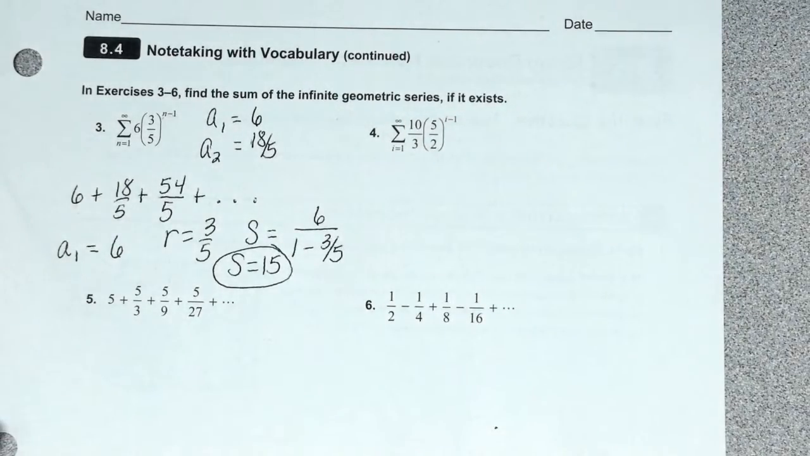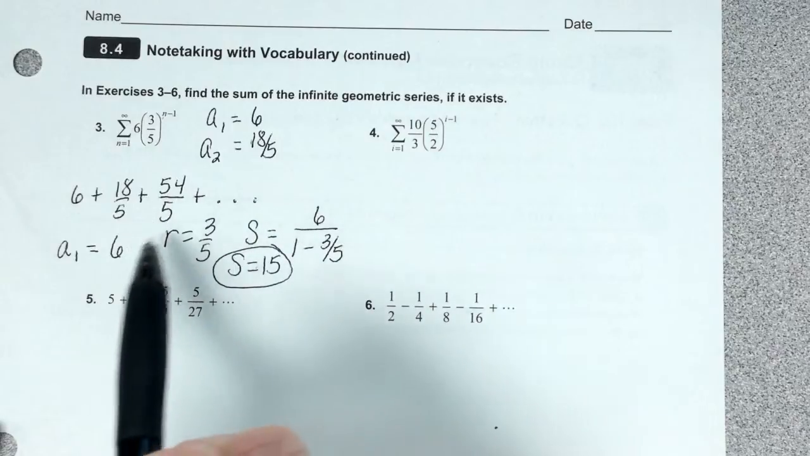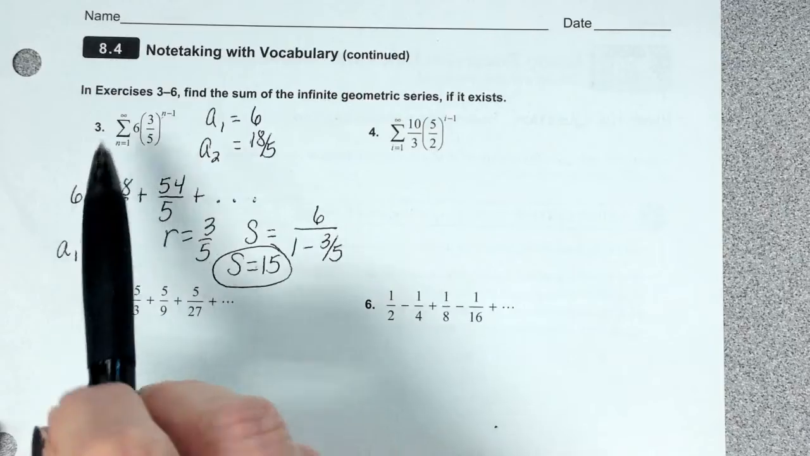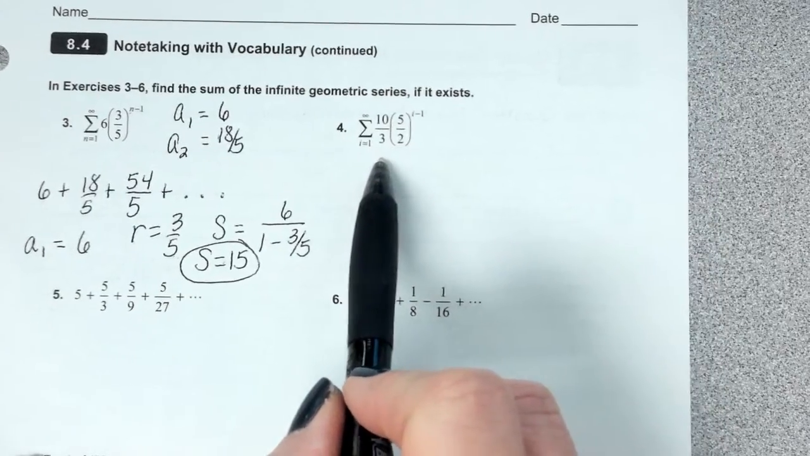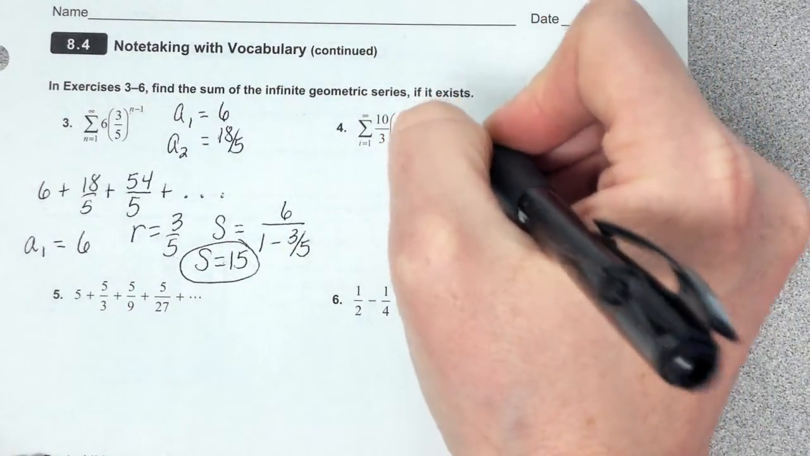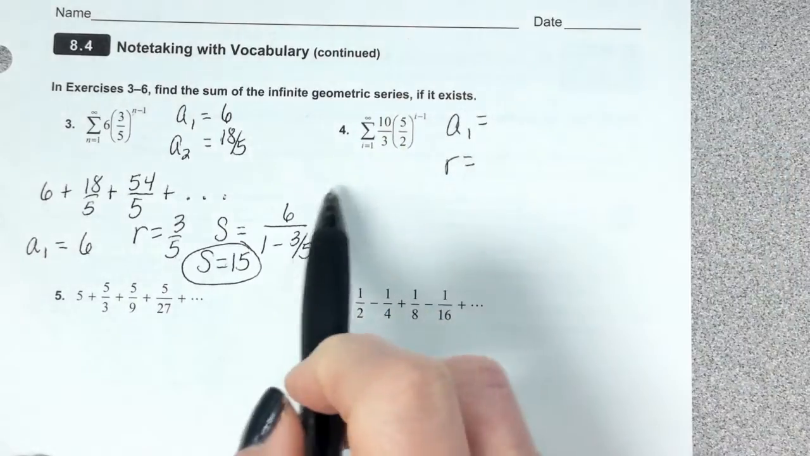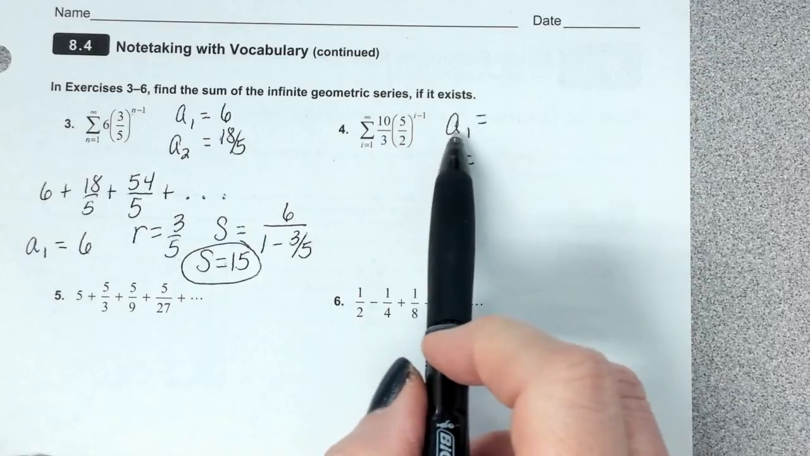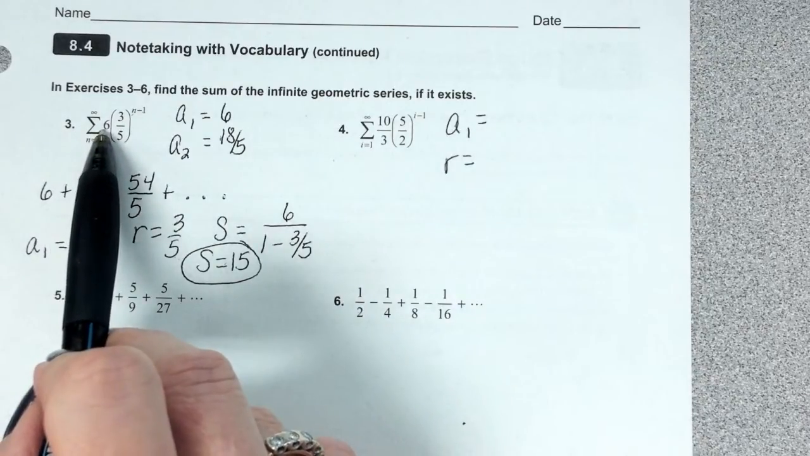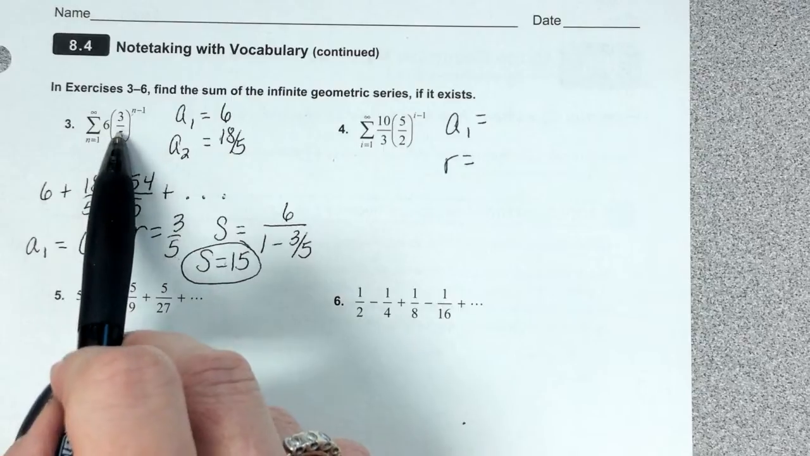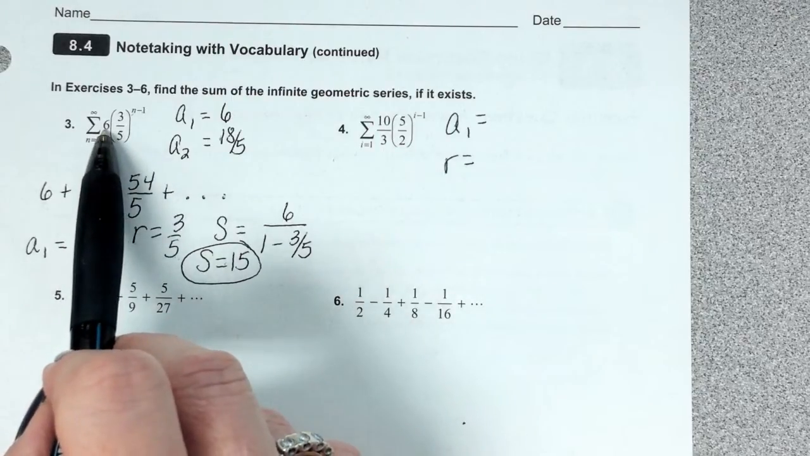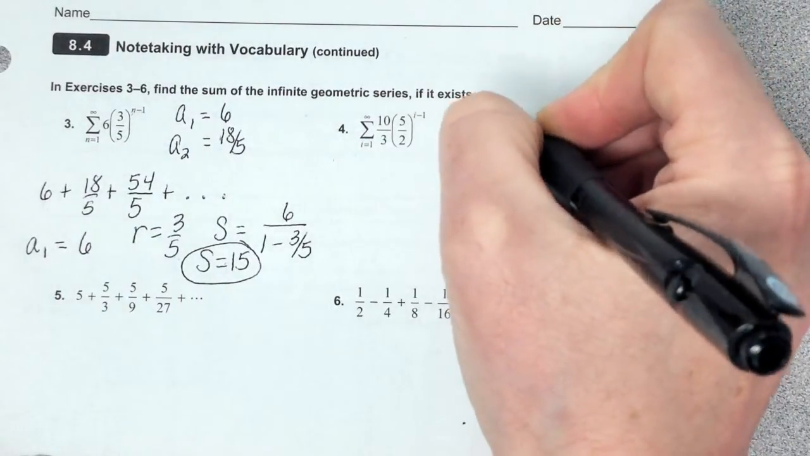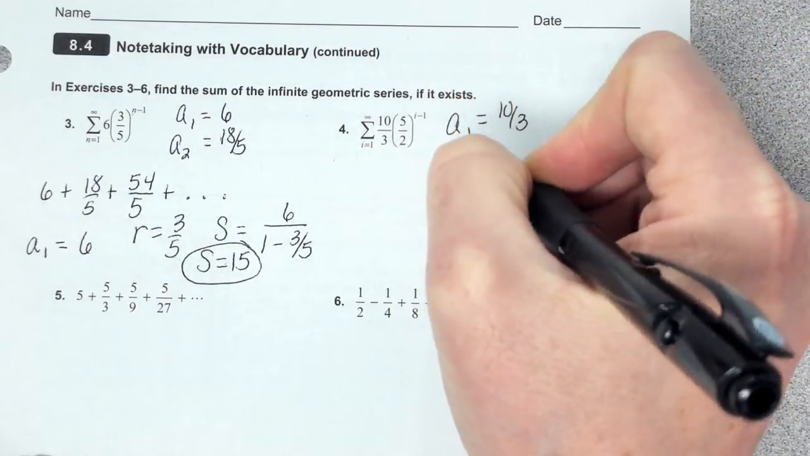Okay? And the reason I knew that it had a sum is because this r value is less than 1. So in this problem, we're not going to do this whole problem, but I just want you to tell me what's a sub 1 and what's r. Now, guys, be careful when you find a sub 1. A lot of people say, oh, okay, a sub 1 was 6, and r is 3/5. So that's always going to work. A sub 1, 6, r 3/5, a sub 1, 10/3, r 5/2.